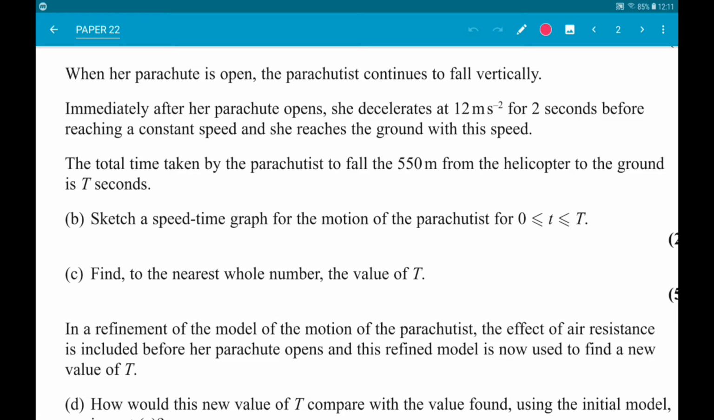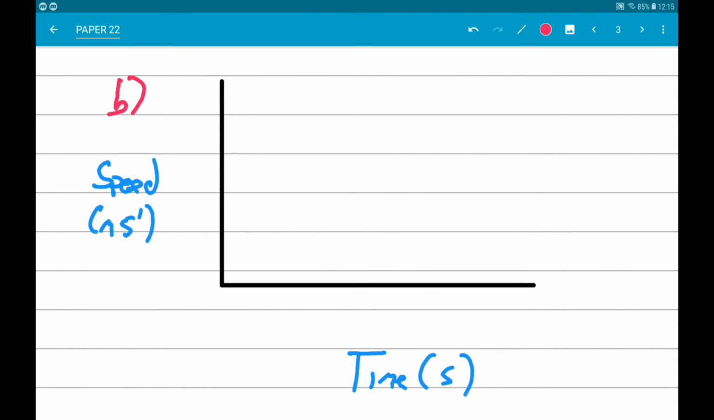Alright. Okay then, so first of all, draw yourselves some axes. Don't forget to label them speed and time. So, first step, we know she starts from rest and after 3 seconds reaches 30 meters per second. So, something like that. I'll put the numbers on in a moment.